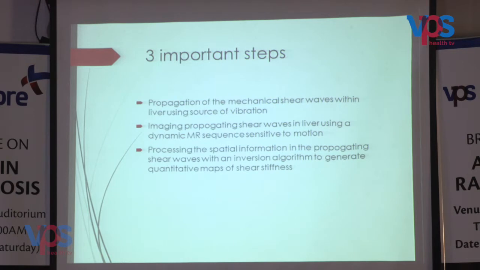it may also be useful during follow-up of chronic liver disease and assessment of treatment response. So there are 3 important steps: propagation of mechanical shear waves in the liver using a source of vibration, imaging the propagating shear waves using a dynamic MR sequence which is sensitive to motion, and processing the spatial information in the propagating shear waves with an inversion algorithm which generates stiffness maps.